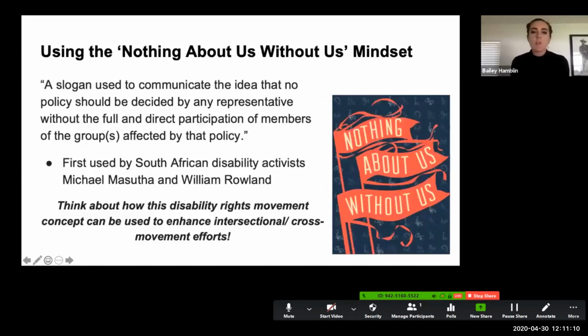A lot of that ties back to this slogan, if any of you have heard of it: nothing about us without us. It stemmed from a disability rights movement in South Africa, but it's basically a slogan to communicate the idea that no policy should be decided by any representative without the full and direct participation of members of the group that are affected by the policy. So you could read policy as event accessibility and inclusion strategies. If you're hoping to bring accessibility to your programming, if you're hoping to be more inclusive to folks with disabilities, realize that they should be a part of the work that you're doing.